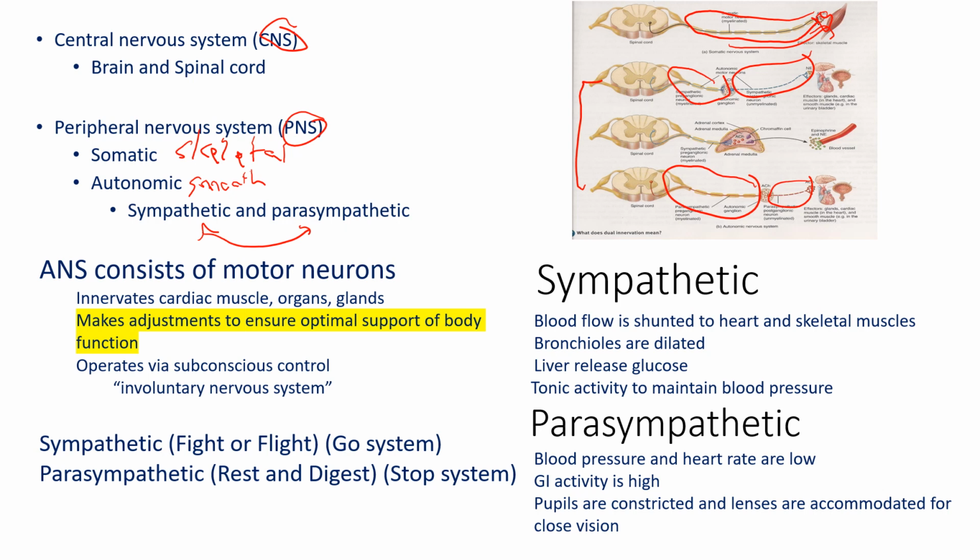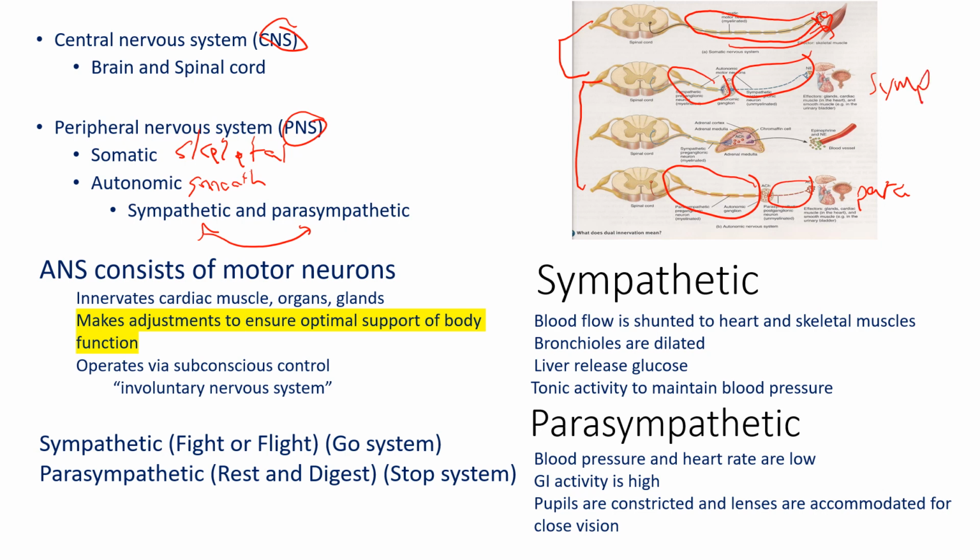And then there's also other types, but I would say know these three and know that this is para and this is sympathetic. That would probably be the biggest thing I'd take away from this.